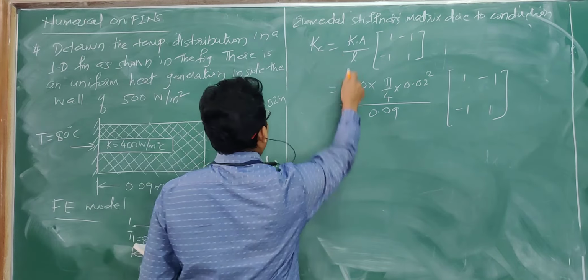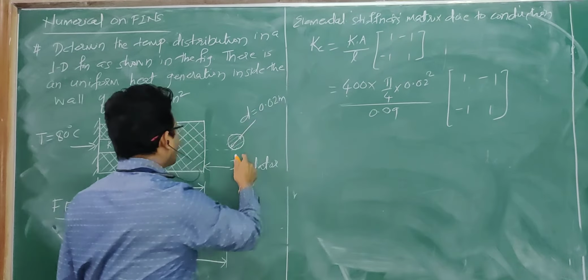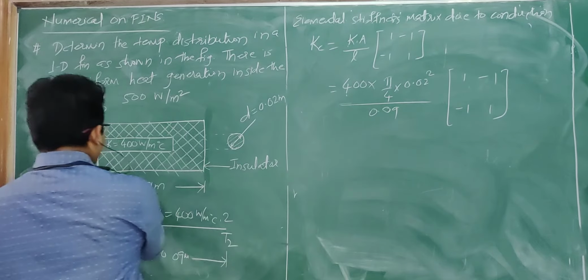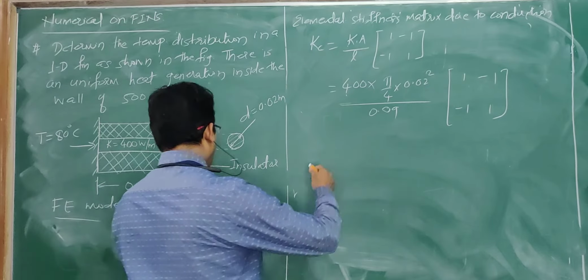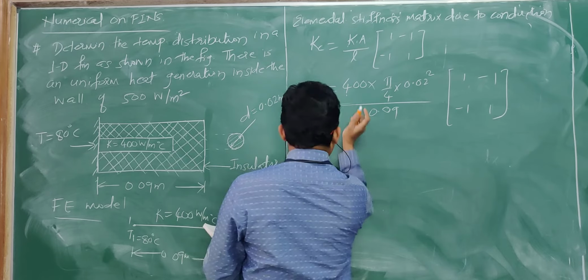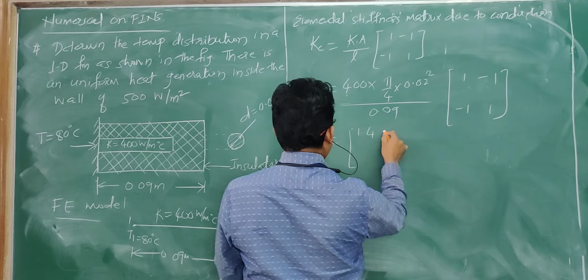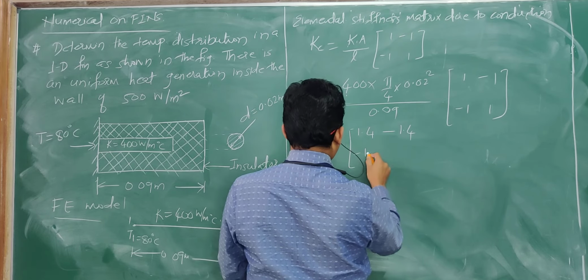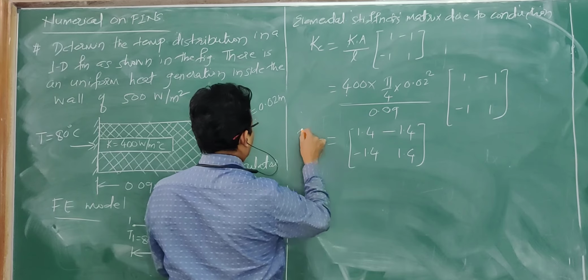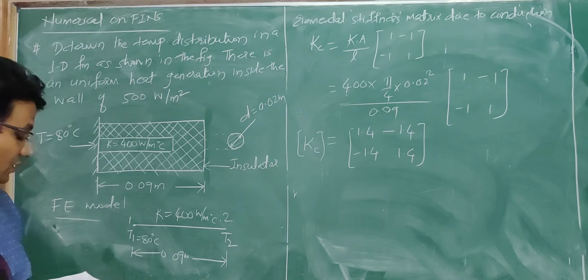So 400 is the thermal conductivity. A is nothing but the cross sectional area, that is pi by 4 d square. The cross section is specified as circular, and the length of the fin is mentioned as 0.09 meters. If I simplify this, I'll get [1.4, -1.4; -1.4, 1.4]. So this is my thermal conductivity matrix, the elemental stiffness matrix due to conduction.